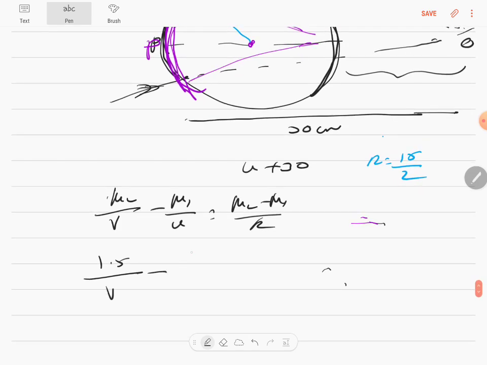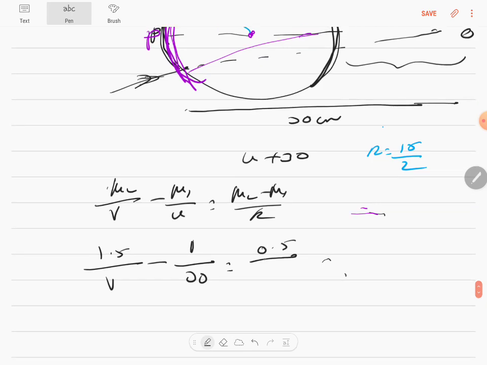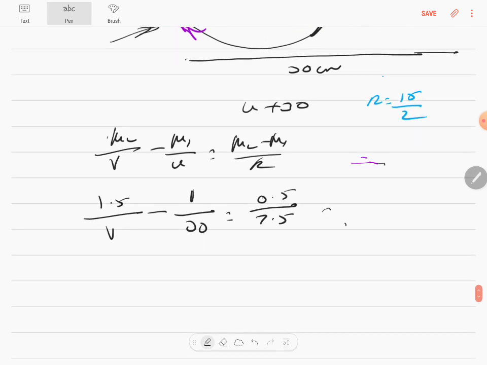By mu1 it is 1, because what is striking is air, correct? By the v, u is 30, is equal to mu2 minus mu1, which is 0.5, by R itself, which is 15 by 2, that is 7.5. So thus you have to write this statement.